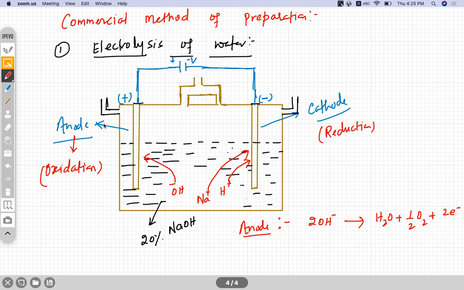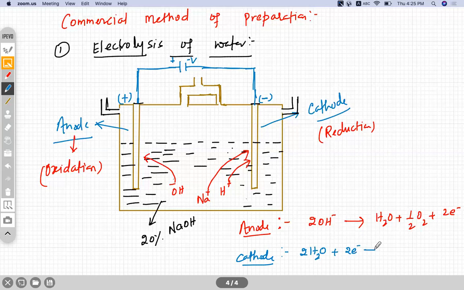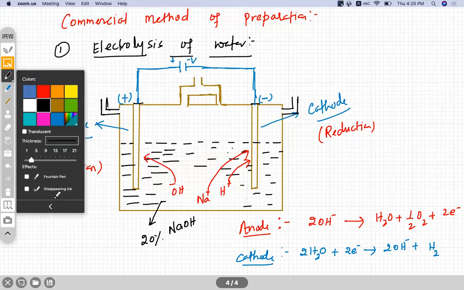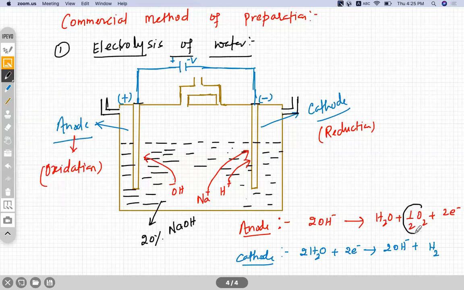The reaction at cathode is a reduction, so there is consumption of electrons. The water molecule, which gives H plus, gets reduced at cathode and converts into 2OH minus and H2. So what we are seeing over here is that at anode oxygen evolves, and at cathode hydrogen evolves. This question they ask in the exam. So from here H2 gas comes out, and from this outlet O2 gas comes out.